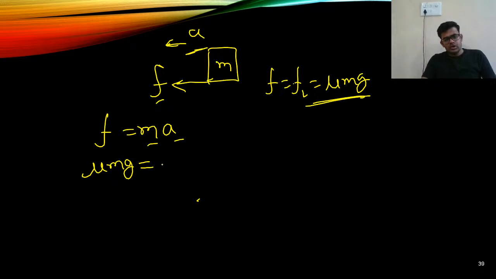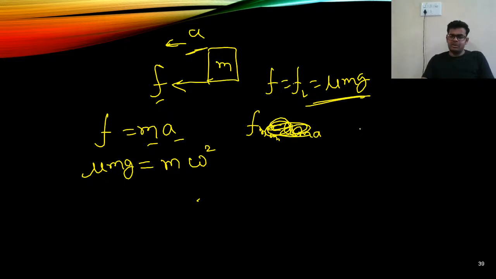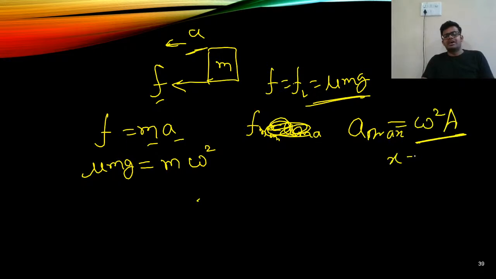Mass is m, and a can be written as omega square into x. But for f maximum, you need to write a maximum into m, that is F is equal to m into a. If acceleration is maximum, then friction will also be maximum. And all of you know, a maximum is equal to omega square into capital A, meaning the value of x is equal to A, because x is maximum at amplitude. So the acceleration is also maximum at amplitude. So here I will write omega square into A.